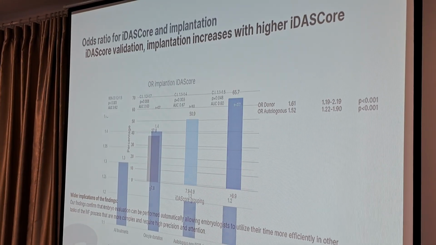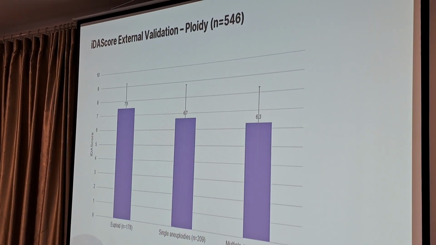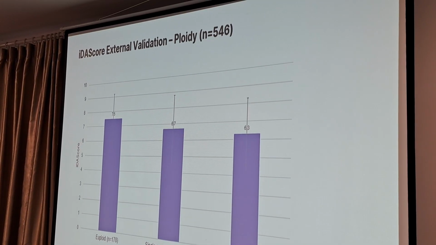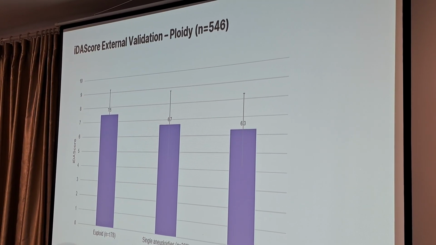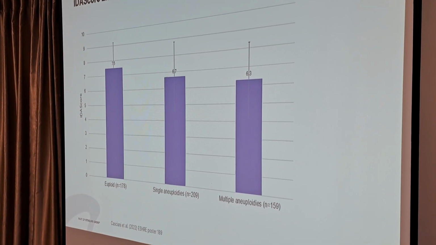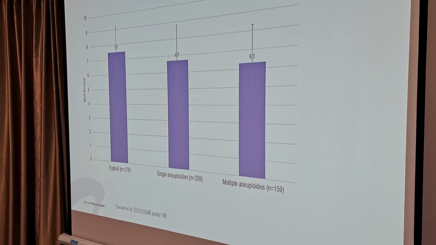And on the last slide, I want to show you about looking at ploidy, where again there was a significant difference with euploid embryos with higher iDAScores compared to your single aneuploidy or multiple aneuploidies who have much lower iDAScores.